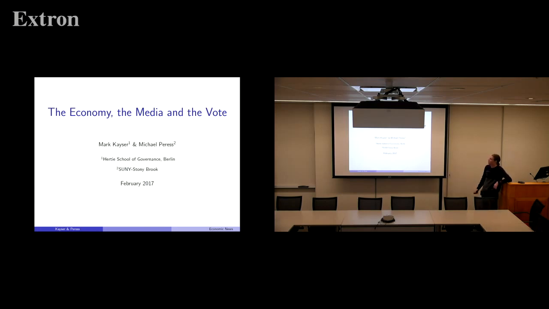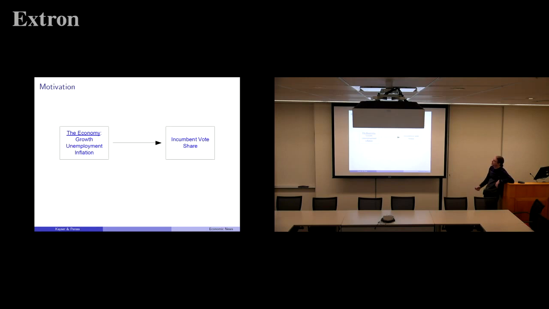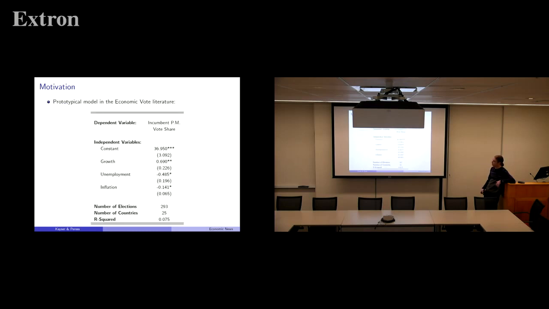I should mention this is co-authored with my former colleague, Mark Heiser. So the relationship between the economy and incumbent vote share is often referred to in the literature as the economic vote. The economy is typically measured using growth, unemployment, and inflation. We actually know a lot about the economic vote. I'll show you just a representative regression from the literature.